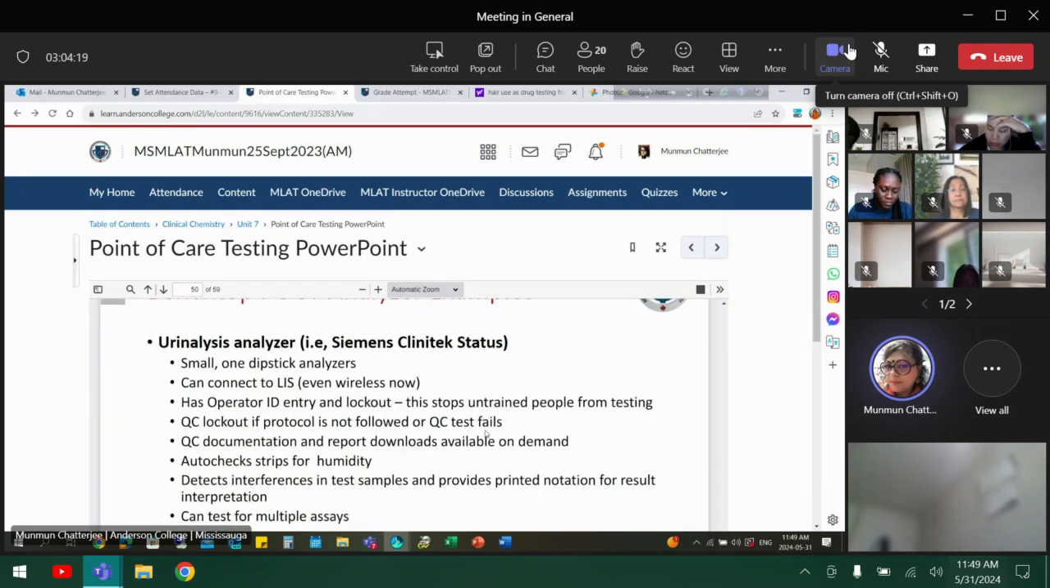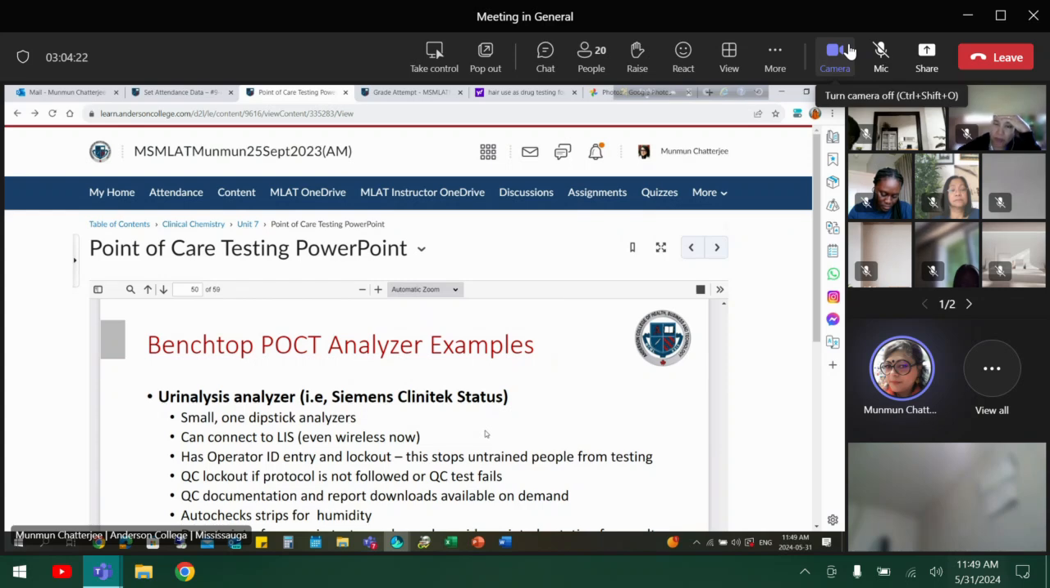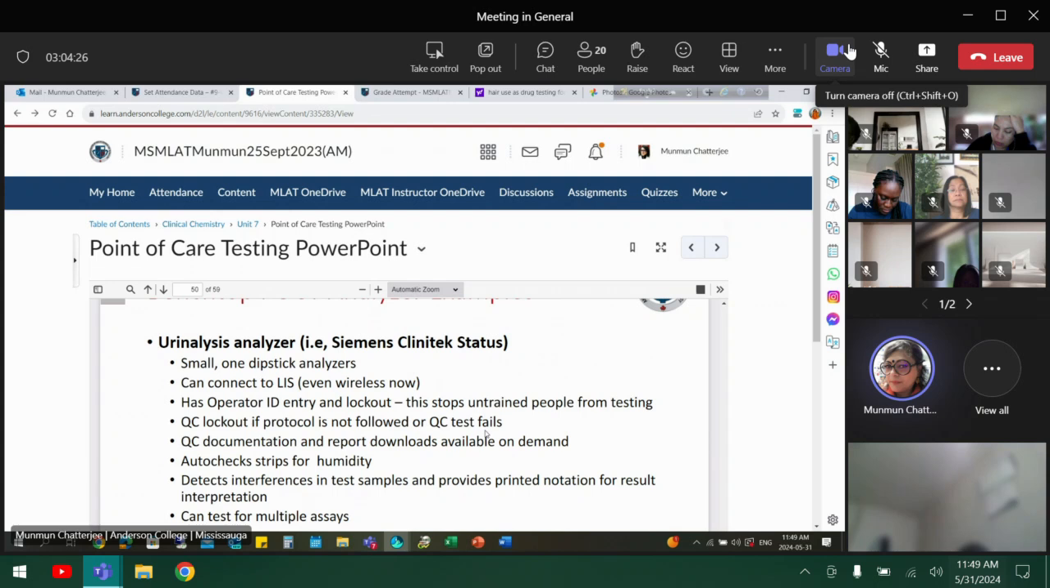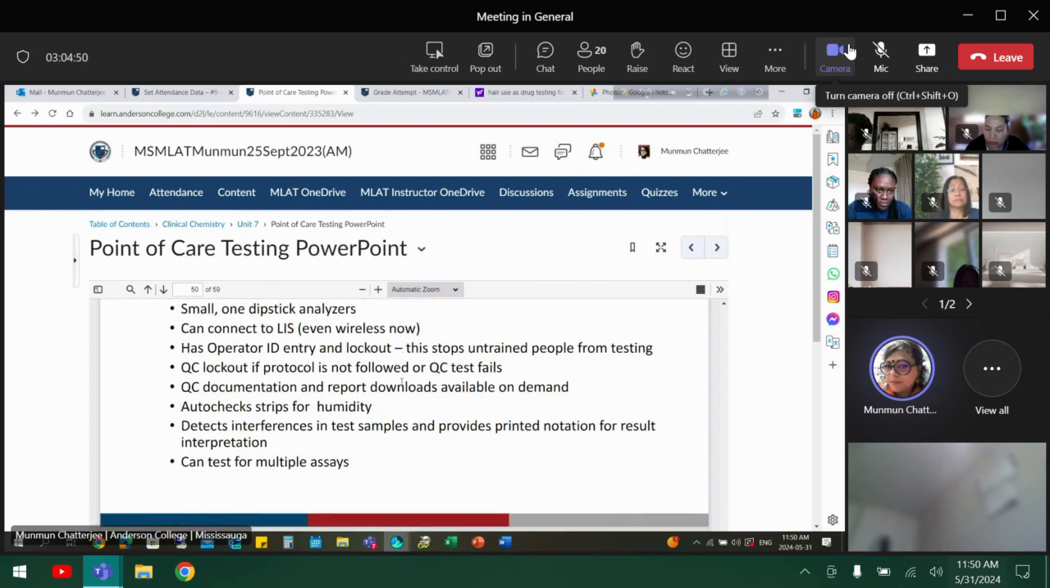We have the urinalysis analyzer. It's called a dipstick analyzer. You can do the dipstick by visually comparing with the colors on the strip bottle, which gives the urinalysis, or you can put it in the analyzer. It can connect to the LIS, even wirelessly now. In the lab we don't have that one, but nowadays it has been improved and they have the dipstick analyzer which can be linked directly to the LIS.